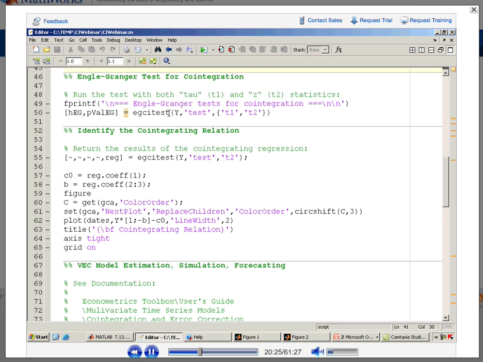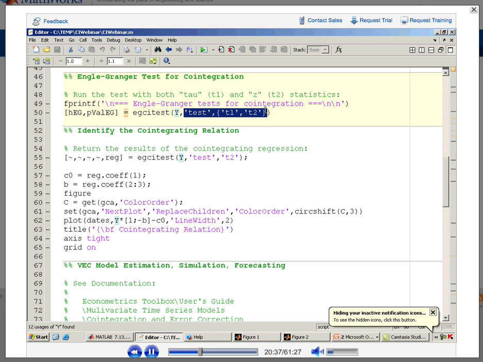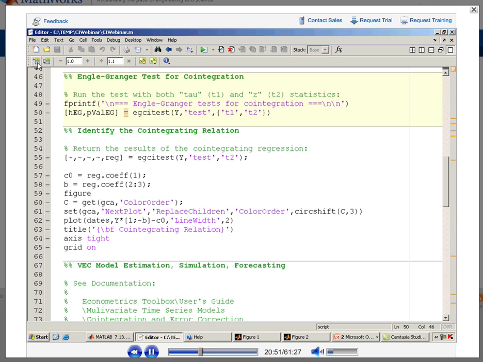Here's the EGCI test. And what we're going to do is put in our whole matrix of data here. So this includes our three variables as columns. And just to show you that we can run multiple tests with a single call, I'm going to compute two different test statistics, the so-called tau and z statistics here, with one call to this function. So let's just go ahead and evaluate this cell.